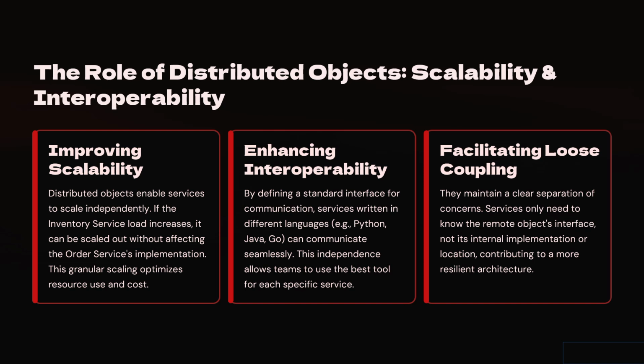The second one is enhancing interoperability by defining a standard interface for communication between services written in different languages. For example, Python, Java, or Go can communicate seamlessly. This independence allows teams to use the best tool for each specific service. The third one is facilitating loose coupling. They maintain a clear separation of concerns. Services only need to know the remote object's interface, not its internal implementation or location, contributing to a more resilient architecture.